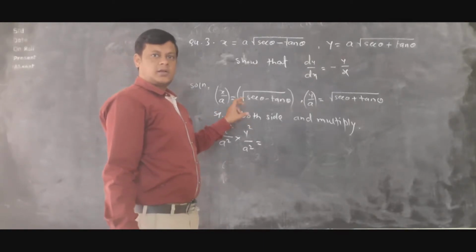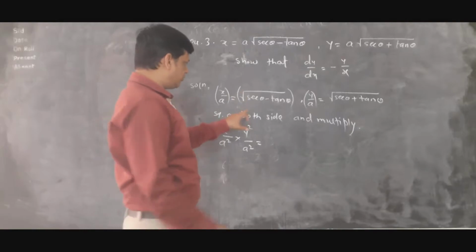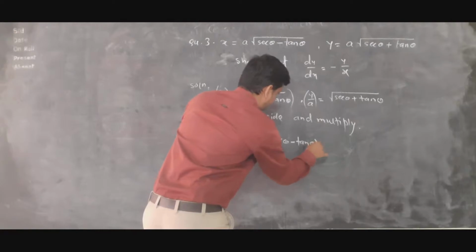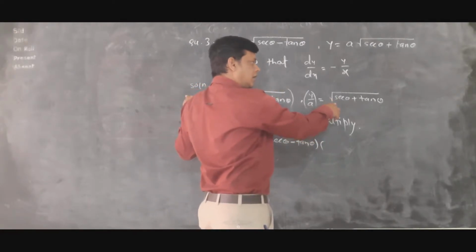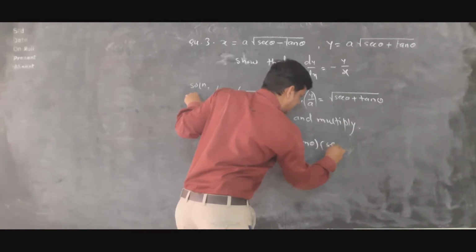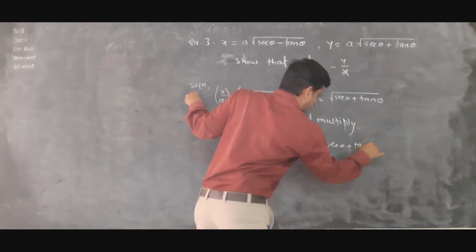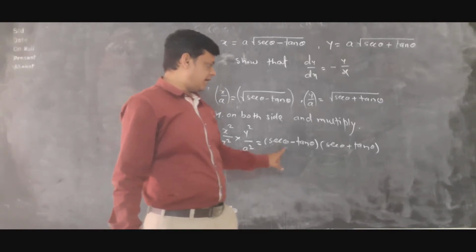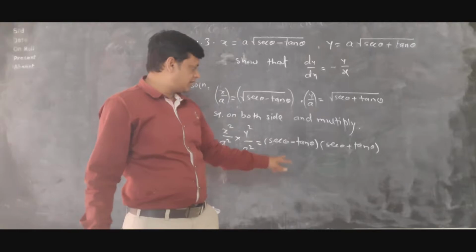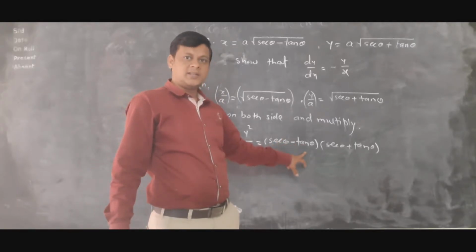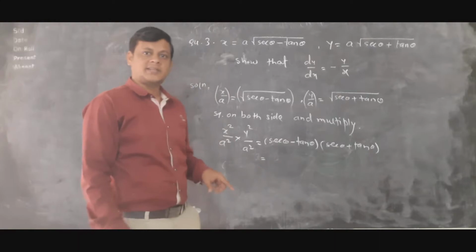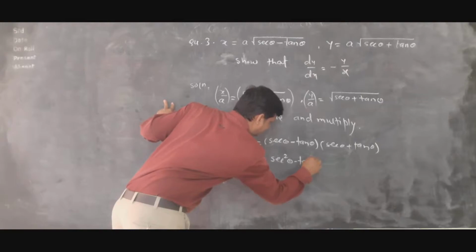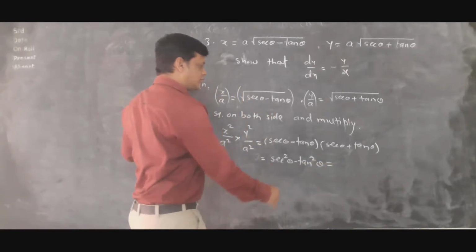When we take the square of this root, the square and square root get cancelled. So we write here sec theta minus tan theta into, for this also the square and square root get cancelled, sec theta plus tan theta. If you observe, this right hand side is of the form a minus b, a plus b. So we write this as a square minus b square, meaning sec square theta minus tan square theta, which is equal to 1.